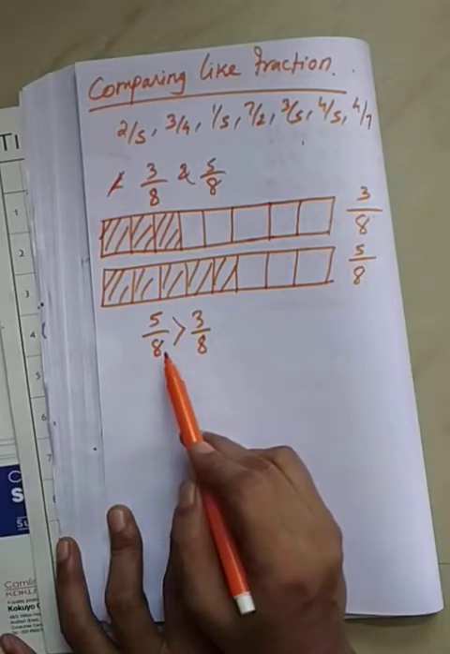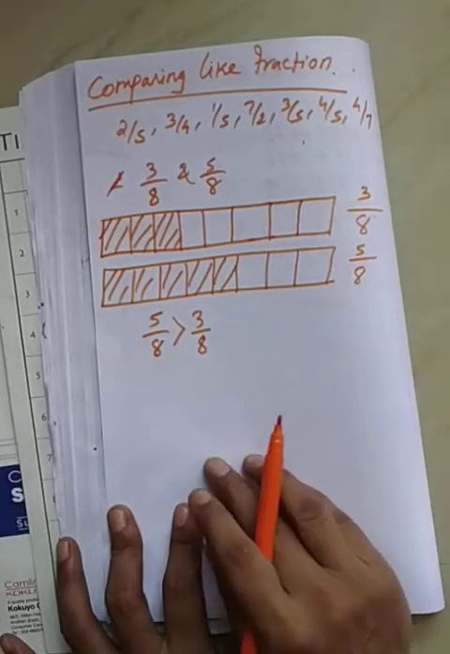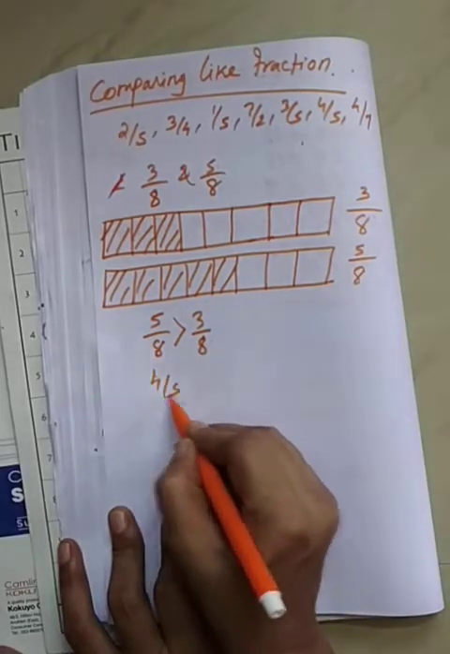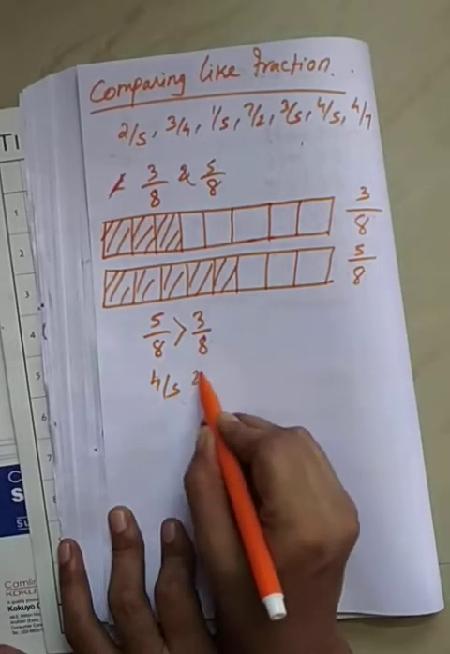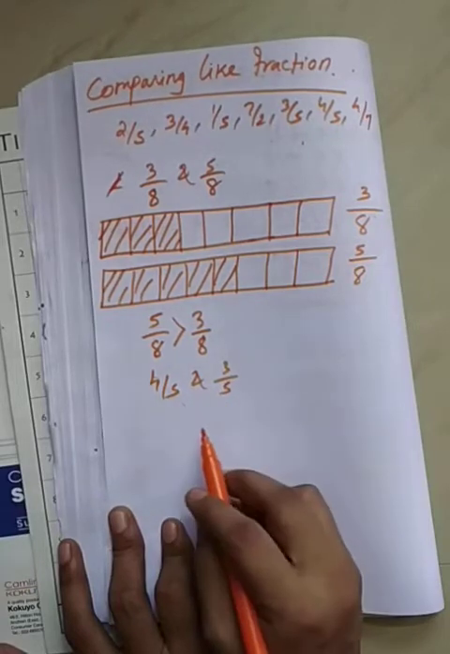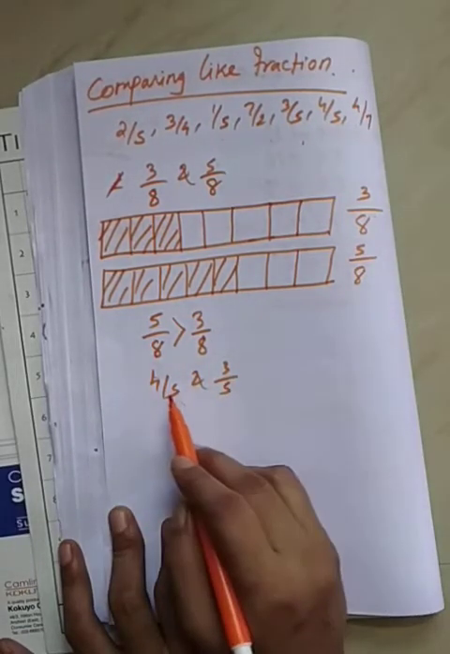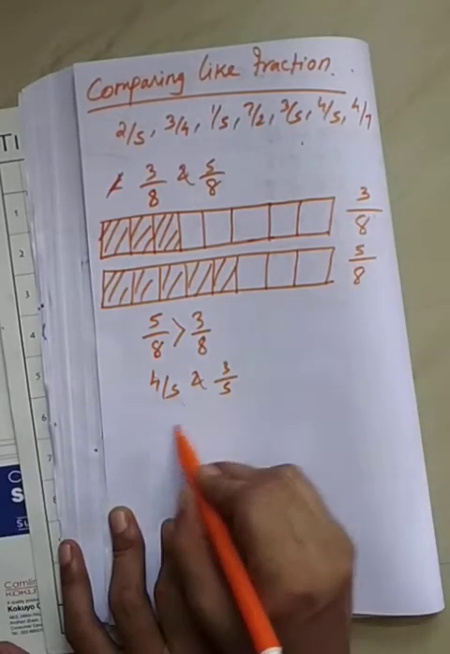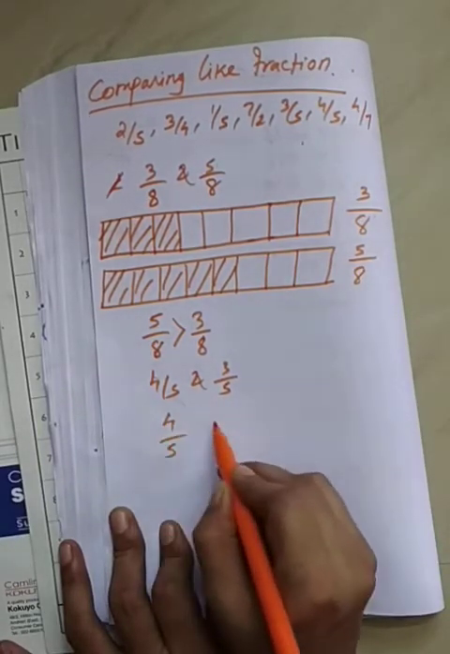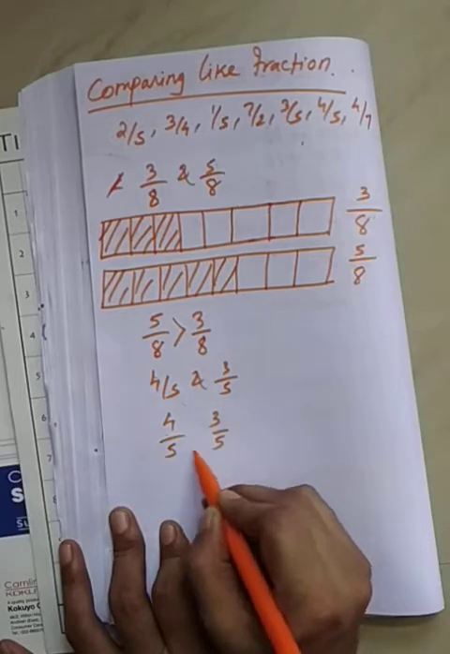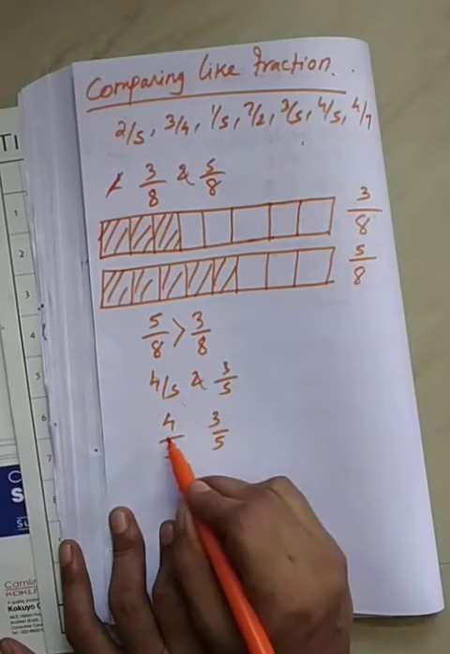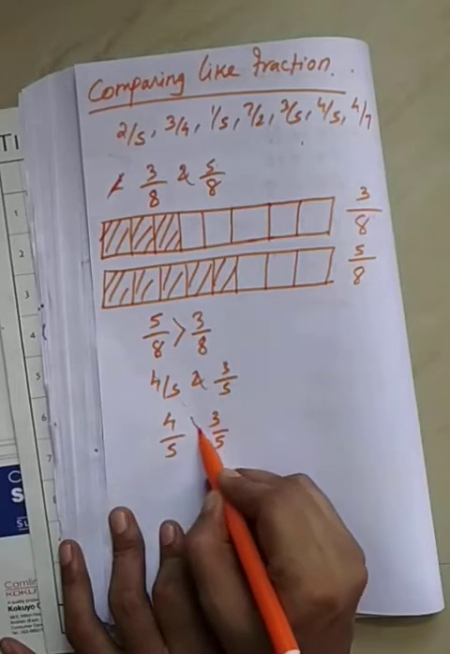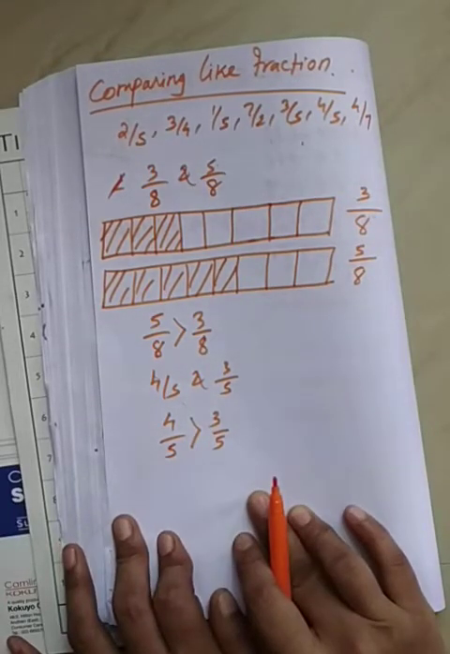So I have to put the greater symbol between 4 by 5 and 3 by 5. You can take 4 by 5 and 3 by 5. See which one is greater. See the denominator. The denominator is common, that is 5. So see the numerator value. In this numerator value, which one is the greater? 4. So 4 by 5 is greater than 3 by 5.